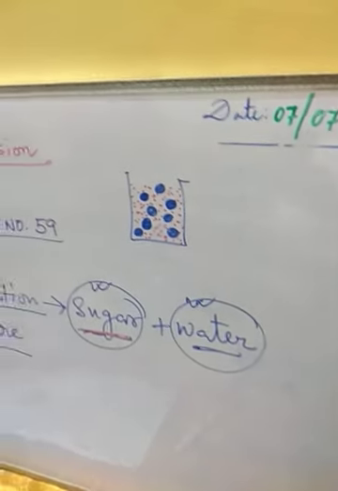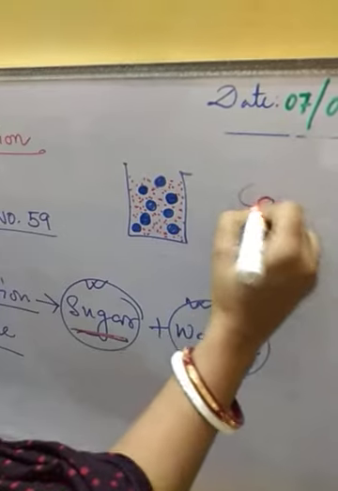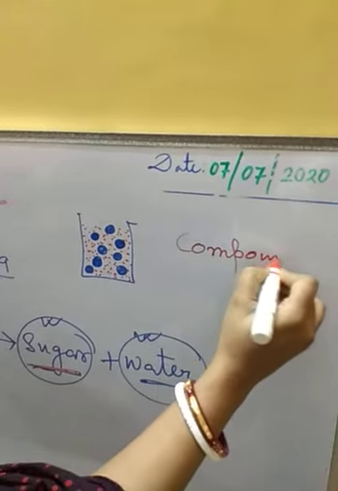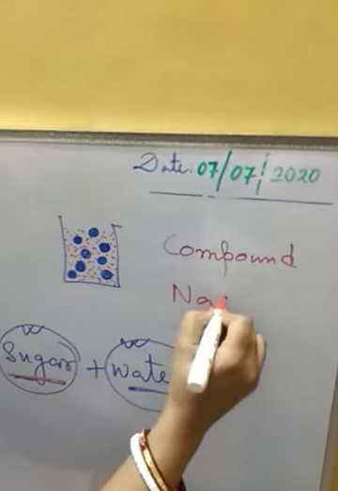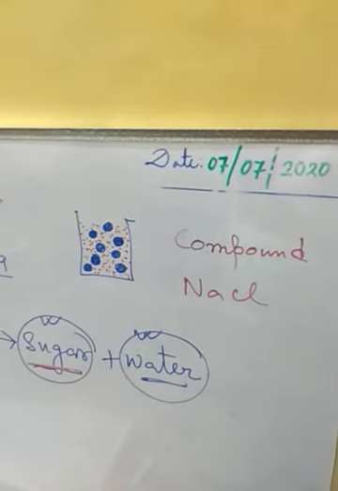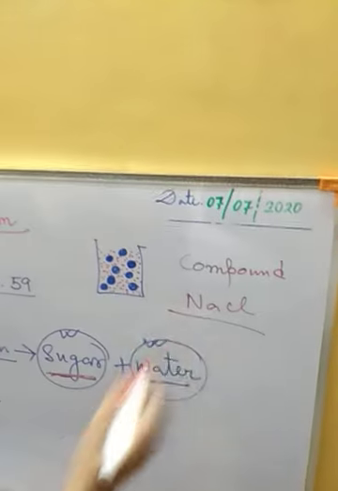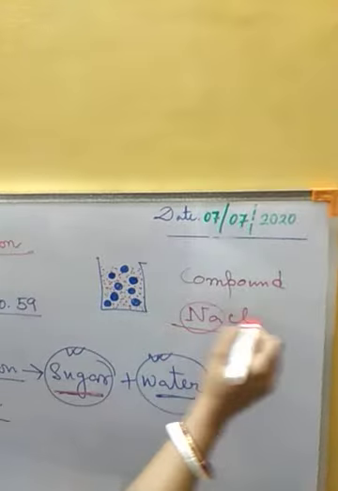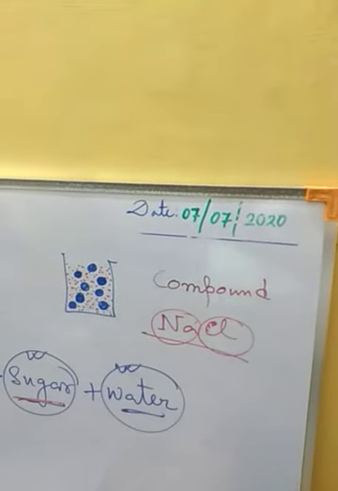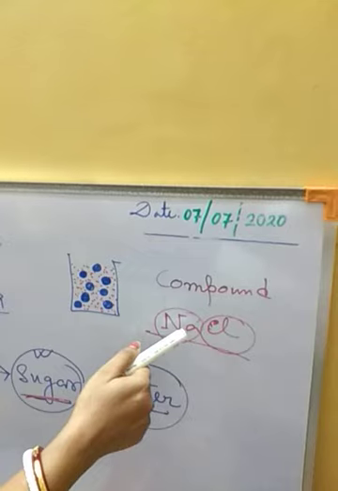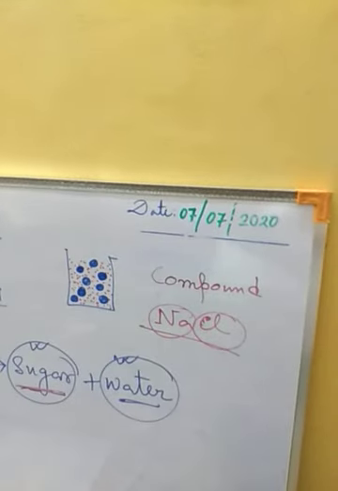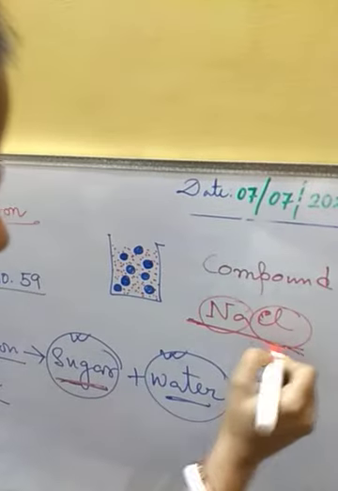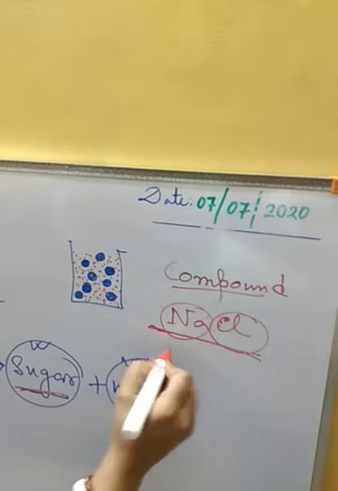Now if instead of that we had taken a compound, suppose sodium chloride, common salt. Here, sodium and chlorine are two different elements. When they form a bond between them, they form a compound, common salt.